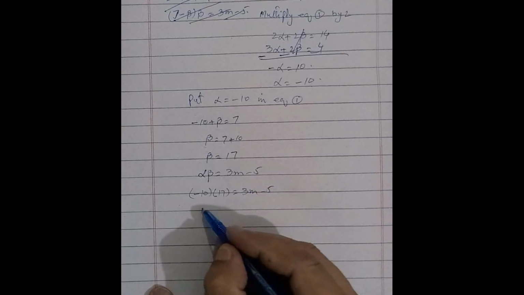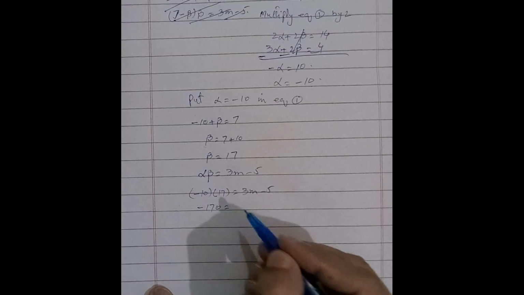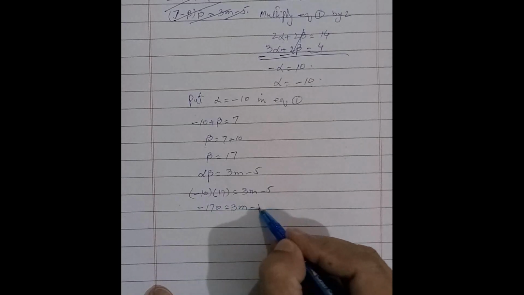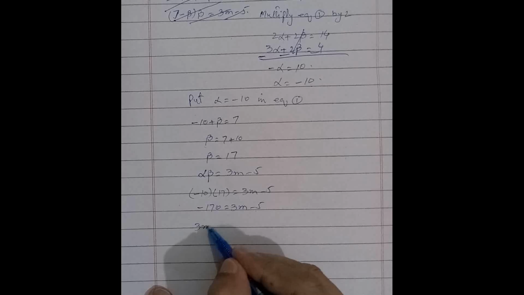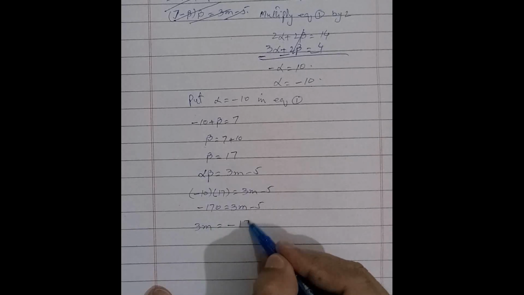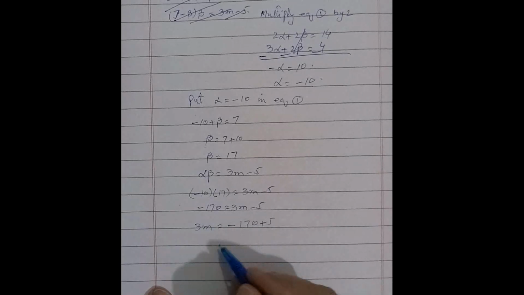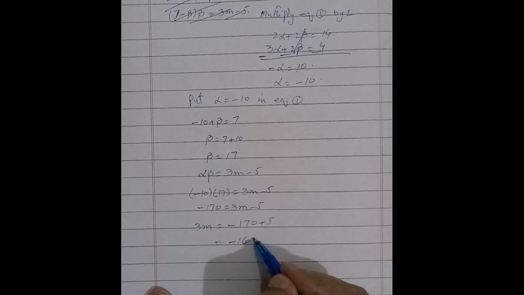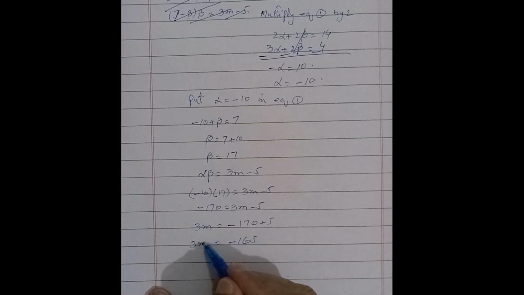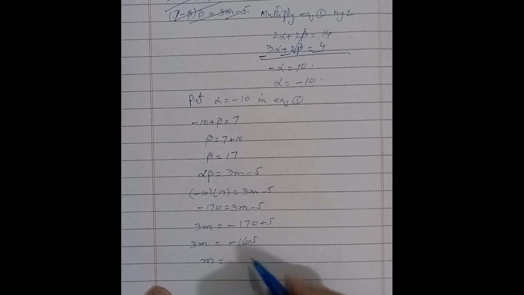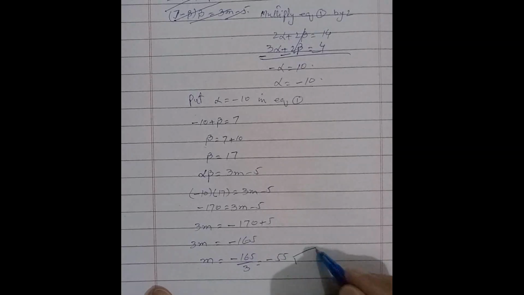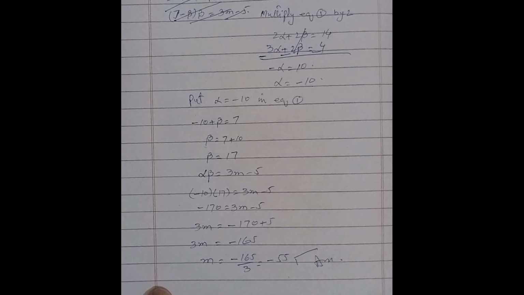Now we solve them. Minus 170 is equal to 3m minus 5, and 3m is equal to minus 170 plus 5, which is equal to minus 165. It is equal to 3m, and m is equal to minus 165 over 3, which is equal to minus 55. So the value of m is equal to minus 55.